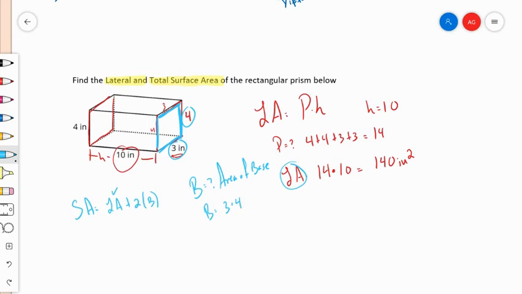Now I'm going to put all these numbers together, but really I have everything that I need. I can technically replace every one of these and be done with it. So my surface area was the lateral area, which we found to be 140, plus 2 times the area of the base, which we just found to be 12. All that's left to do now is simplify. 2 times 12 is 24. 140 plus 24 gives me a total surface area of 164 inches squared.